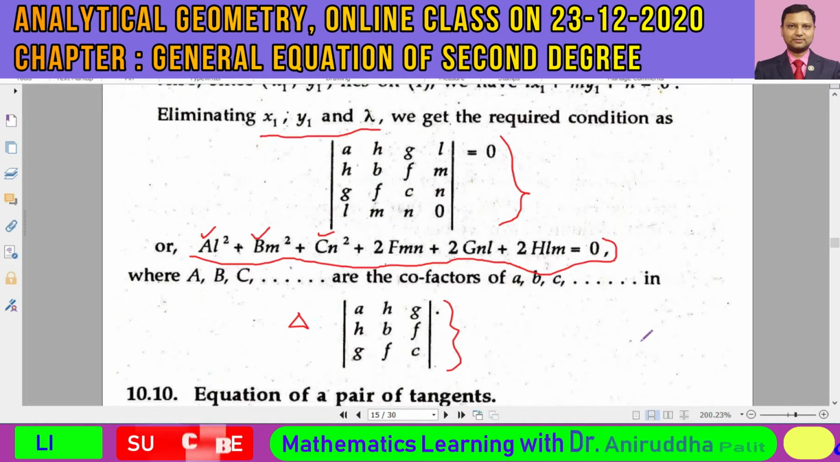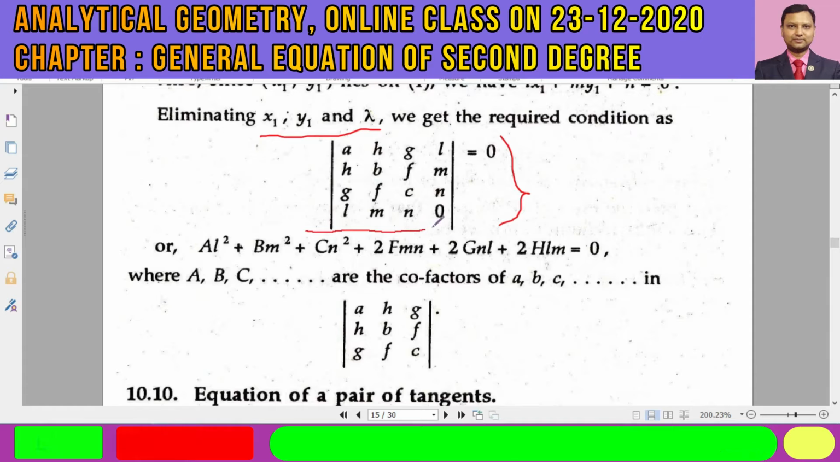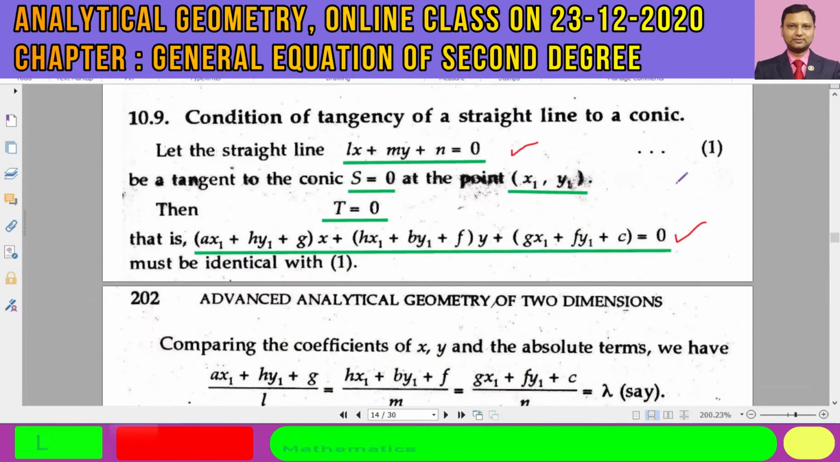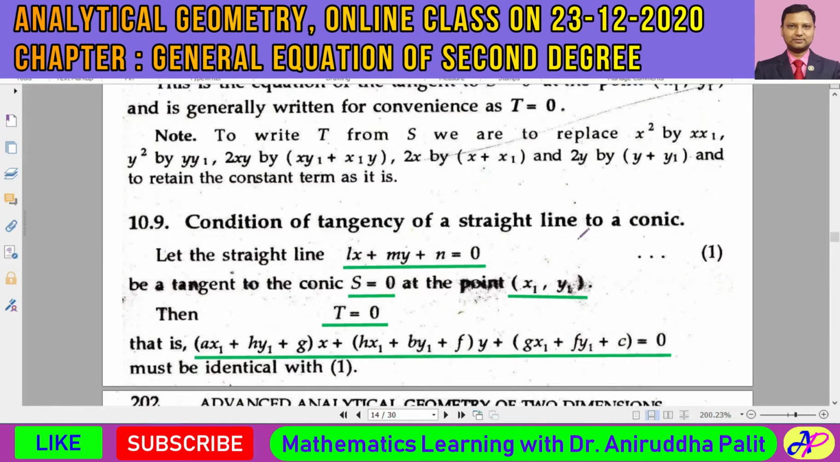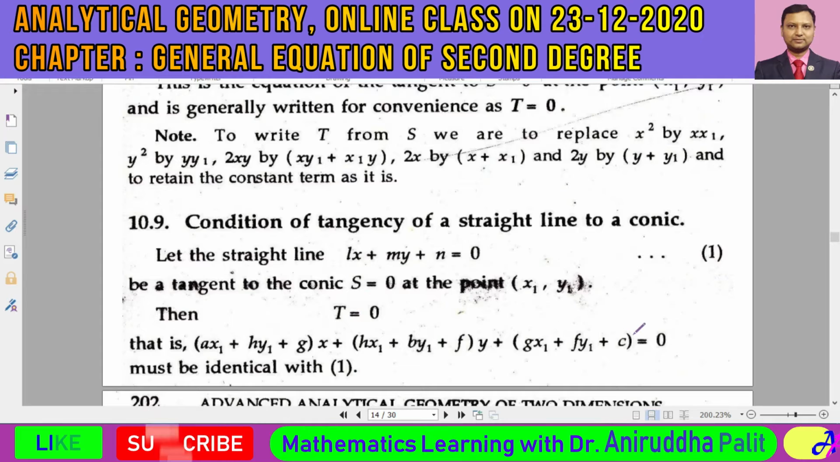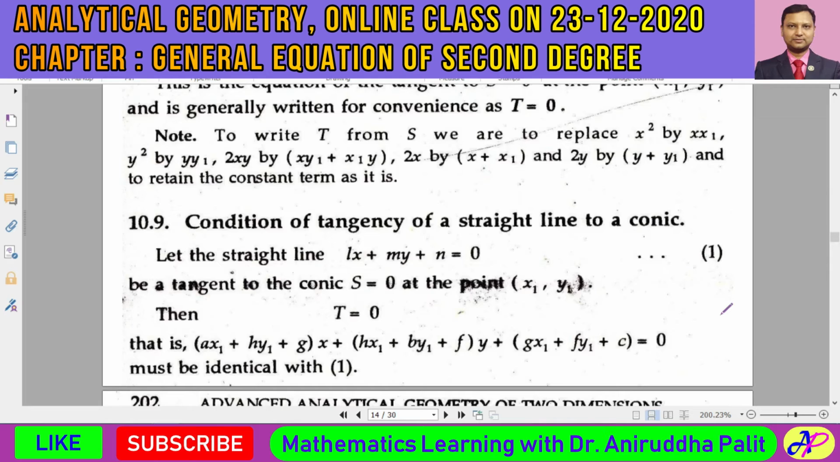So that is the condition. You just need to remember this much. You need to remember this determinant. This is the condition under which a given straight line lx plus my plus n equals 0 becomes tangent to the conic S equals 0. Is it clear to you? The condition of tangency?